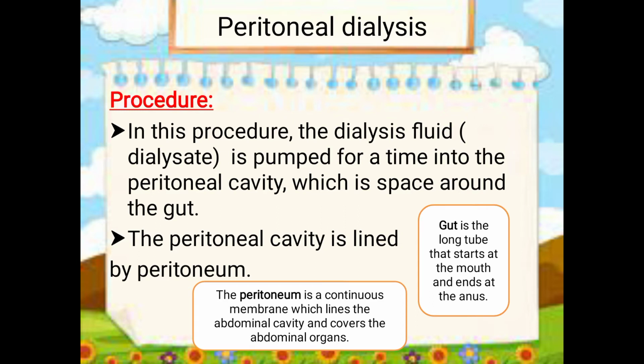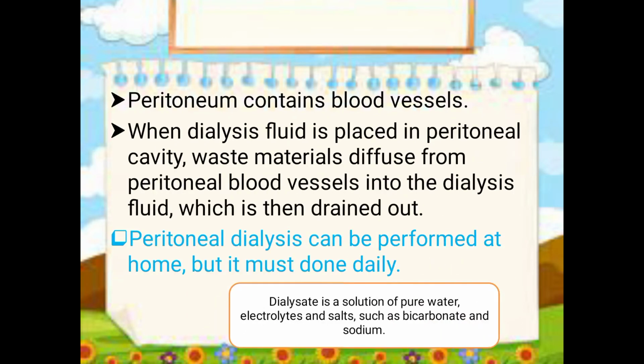The peritoneal cavity is lined by peritoneum. Peritoneum contains blood vessels. When dialysis fluid is placed in the peritoneal cavity, waste material diffuses from peritoneal blood vessels into the dialysis fluid, and the cleaned blood is returned back to the body, and all that waste material that has been extracted into the dialysis fluid is drained out from the body.